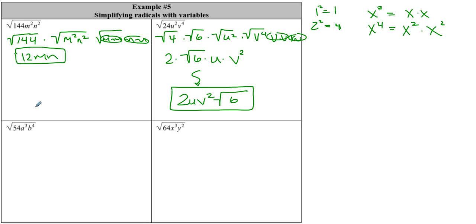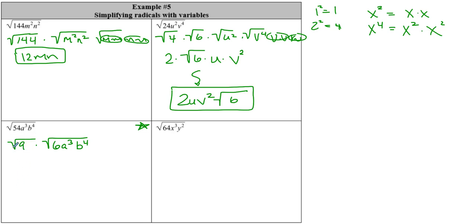All right, I'm going to do one more, and then I'm going to save the last one for you. 54, that looks like it's going to be 9 and 6, so we could do something like this even. Square root of 9 times square root of 6a cubed b to the 4th. You might even like this a little bit better, so I'm kind of jumping all over the place showing you different ways you can do it. Maybe stick with this one. I like this one. I'm going to put a star next to it.